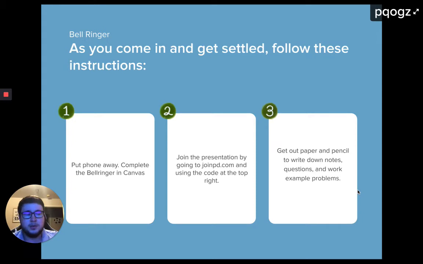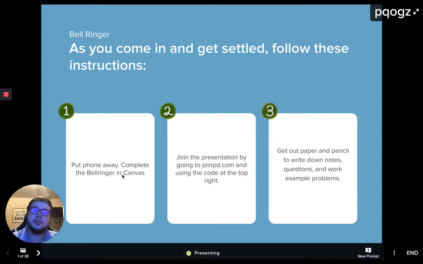So if you can go ahead and follow these instructions, go ahead and put your phone away. That way you can focus on your video and the class. And just go ahead and complete the bell ringer in Canvas. Pause the video, do that. Once you're finished, unpause, come back, and then move on to step 2.